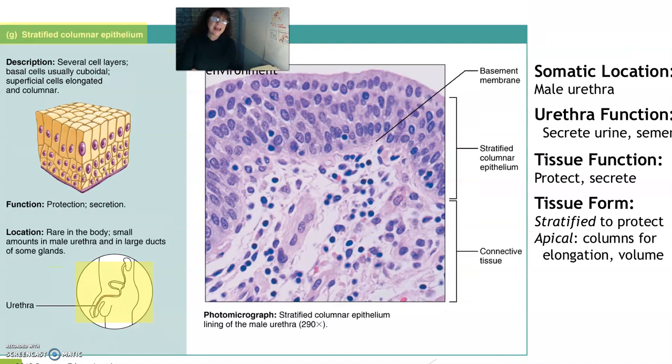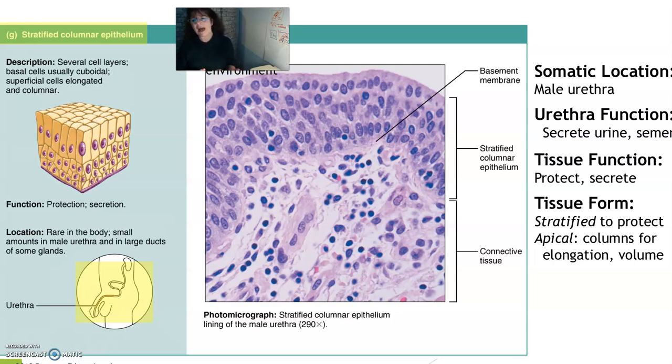And we have stratified columnar epithelium, the columns. This is going to be for the male urethra. These are not easy to find in the body, but in the male urethra there is stratified columnar epithelium. If you think about the function of the male urethra, it is to secrete urine and also to secrete semen. So this tissue function for the columnar epithelium is going to be protective as well as secretory in nature.